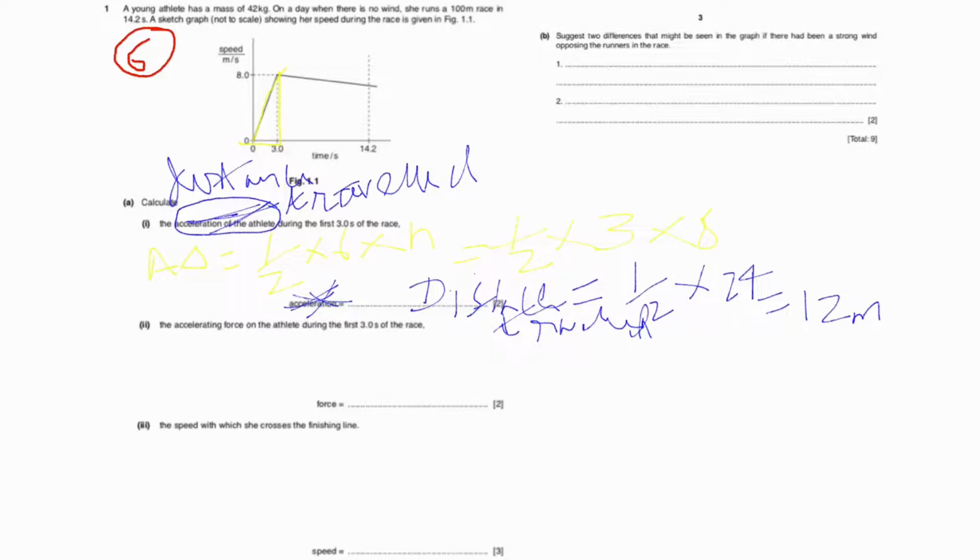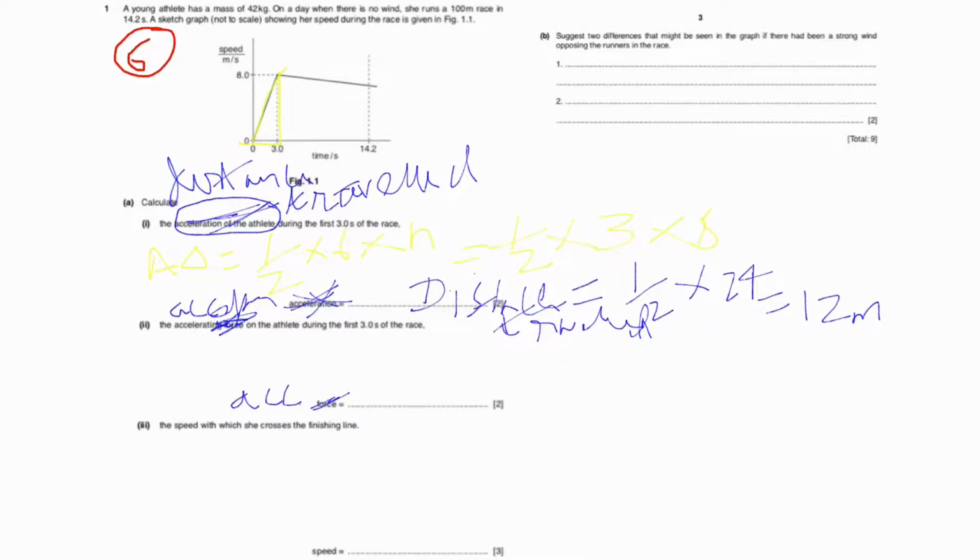And now the second part of the question, let's see. The second part of the question should not be accelerating force. Instead of this it should be acceleration of the athlete. So we will cut this force and we will make it acceleration. So you have to find acceleration here. So this is not force, they have asked acceleration.